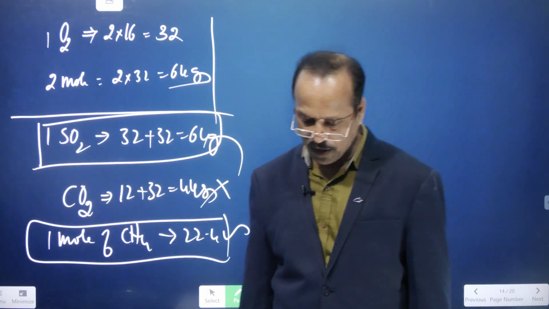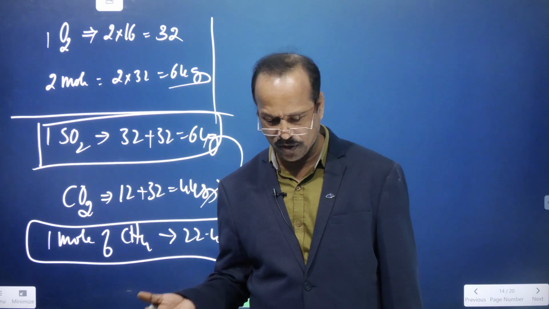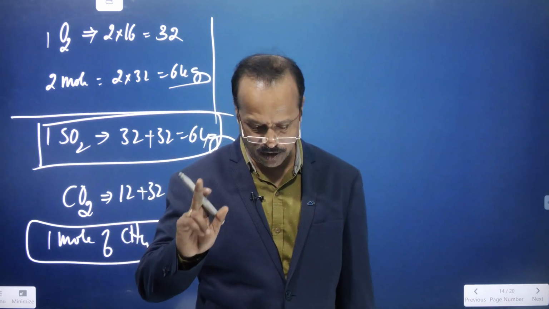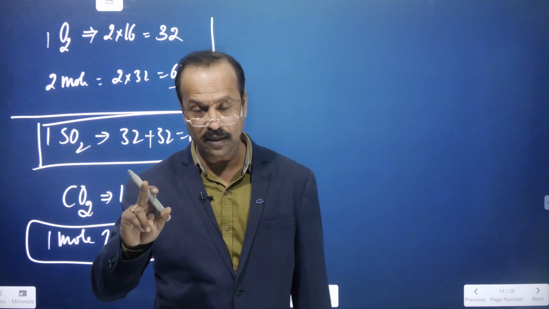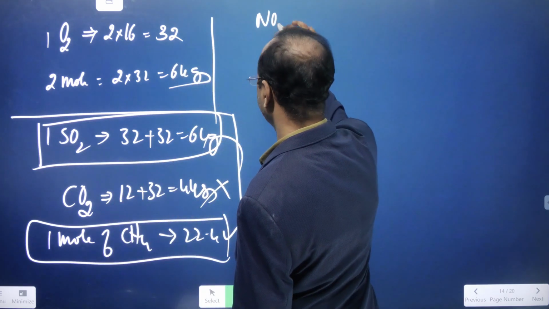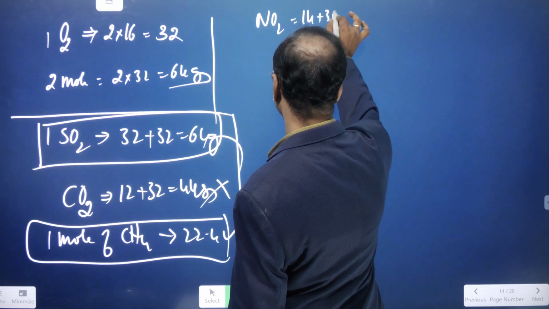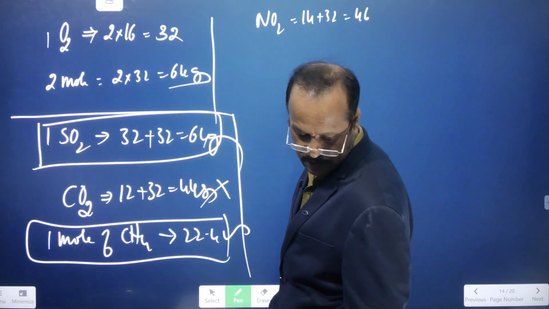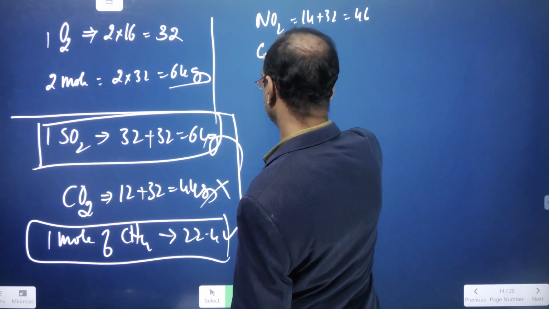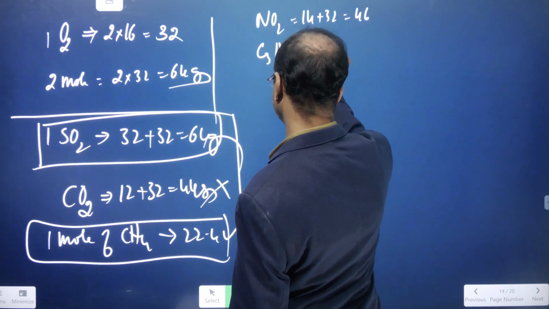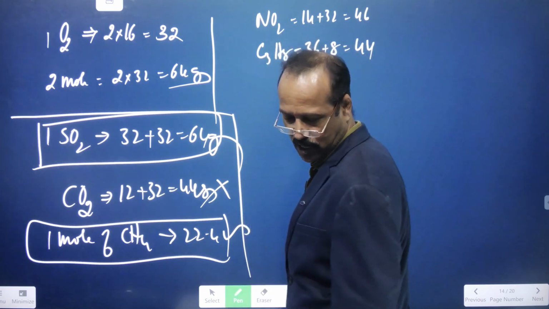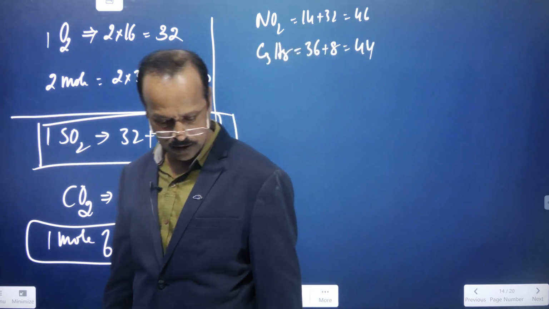Now, which of the following molecules has gram molecular mass 44? You calculate here. The first one is not, because nitrogen is 14, oxygen is 16. So NO2: you have to calculate the molecular mass and check. NO2 is equal to 14 plus 32, so that is equal to 46. Second one is C3H8. Carbon is 12, 12 3s are 36, plus hydrogen 8, so this comes to 44. So the option is the second one.